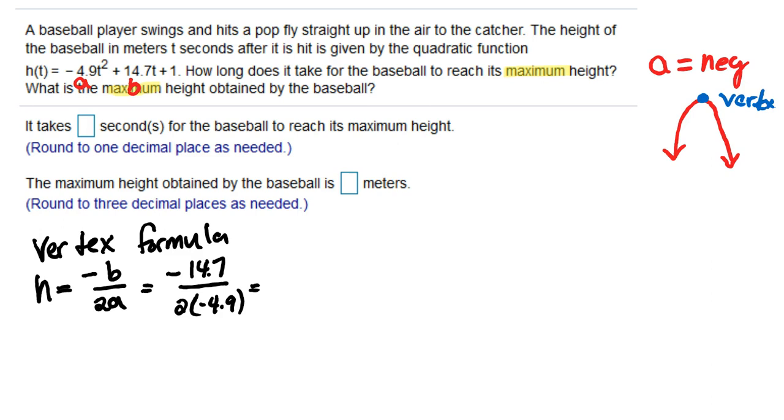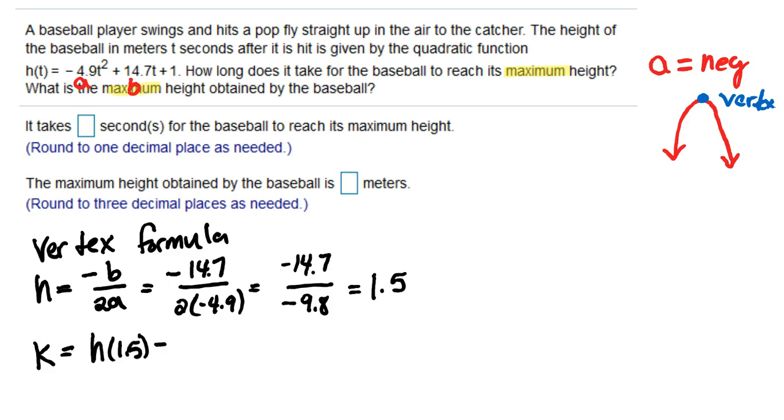We've got 2 times negative 4.9 is negative 9.8. And negative 14.7 divided by negative 9.8 is a positive 1.5. Then we're going to find the y part of the vertex, which is k, by substituting 1.5 into our function. That's negative 4.9 times 1.5 squared plus 14.7 times 1.5 plus 1.